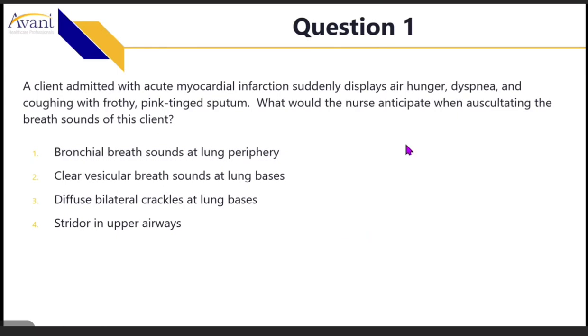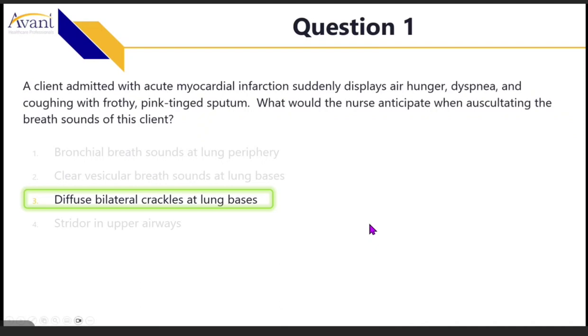All right, so our correct answer is, of course, number 3, right? Diffuse bilateral crackles at the lung bases. So most of you guys got this right. This is excellent. We know that those pink frothy pink tinged sputum, right? That's a very clear sign of pulmonary overload, pulmonary effusion, or congestive heart failure going into severe exacerbation, pulmonary edema.